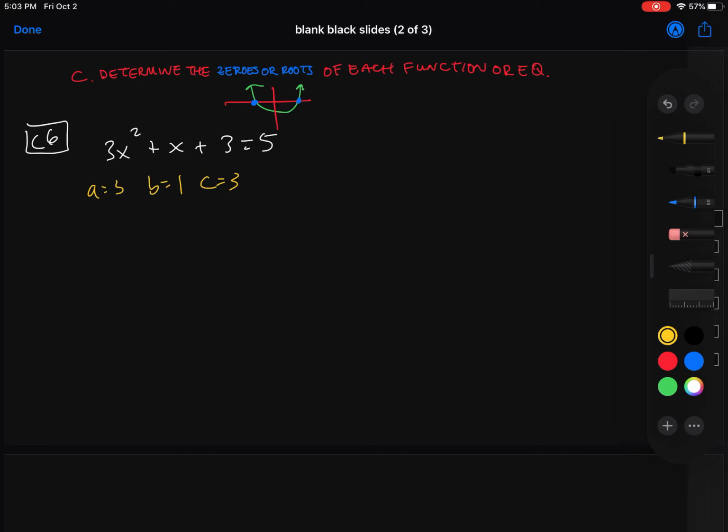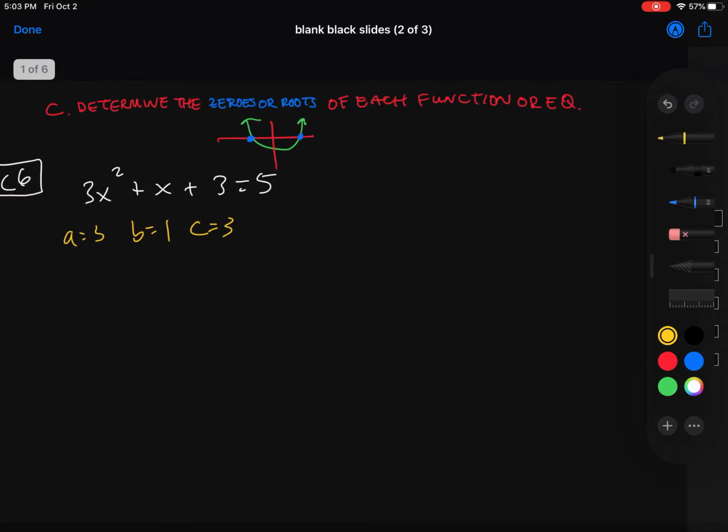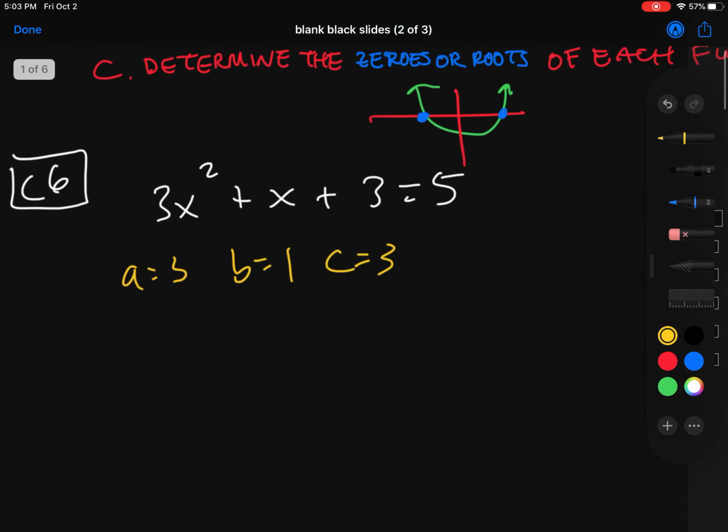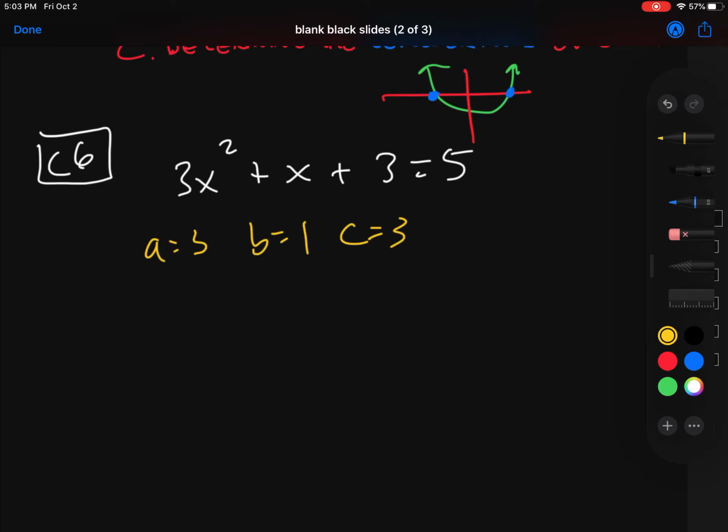Alright, let's go over C6. Determine the zeros or roots of each function or equation. Remember, the zeros or roots are those blue dots. That's what we're trying to find. And C6 I have there in my equation in white.